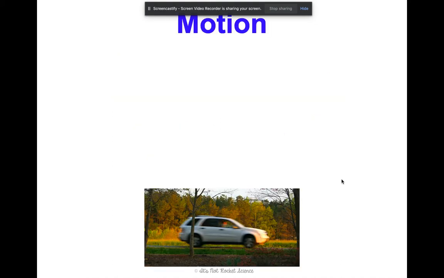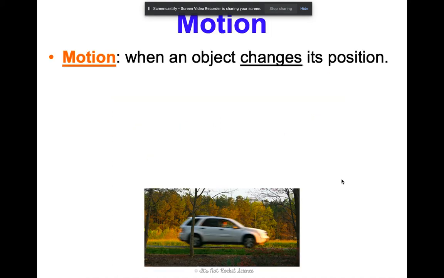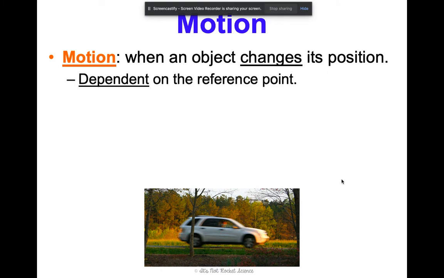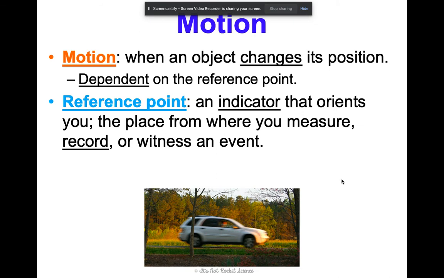All right, so we're going to describe motion first. Motion can be described when an object changes its position. So it is dependent on something we call a reference point. A reference point is an indicator that orients yourself. It's the place where you measure, record, or witness an event. It's all about you. You use different reference points from other people. So it's totally dependent on what you see, what you measure, what you record, and what you witness.